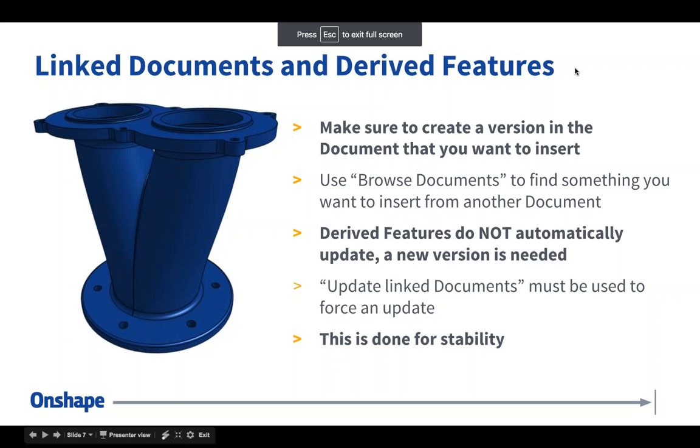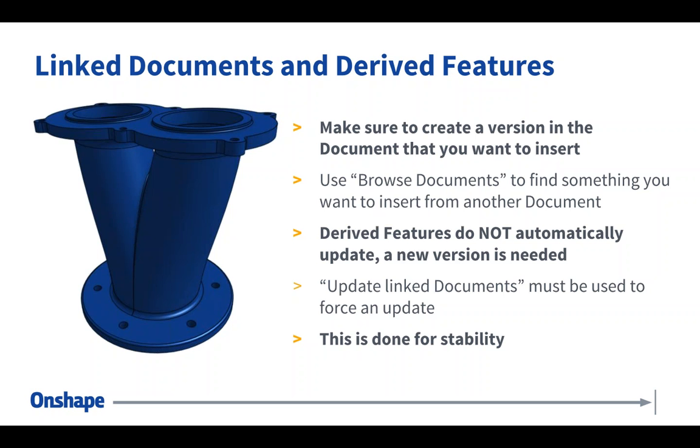So just bear with me for a moment. When we talk about inserting a part, a sketch, a feature, or excuse me, a plane, for example, from another document into the current document, that's what's referred to as a linked document. And in Onshape, if you insert any part or assembly from one document into another, it's what's referred to as linked. And the reason that's important is our linked documents behavior is dependent on a version.